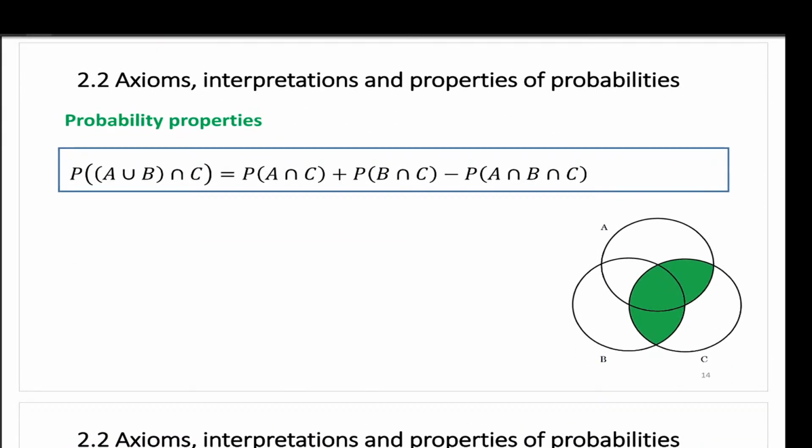This is what we call the distributive property of intersection over union. So let me just write down the set theory property: A union B, intersect C, is equal to A intersect C, union B intersect C. So intersection distributes over union.